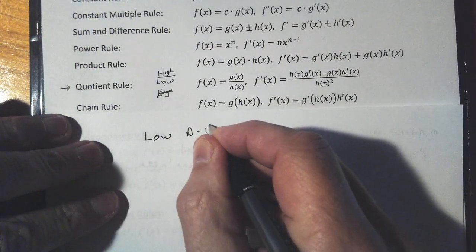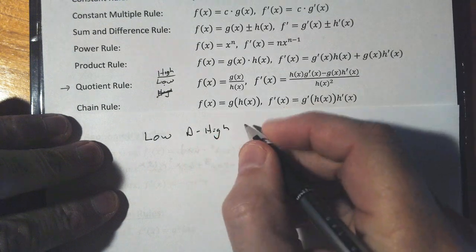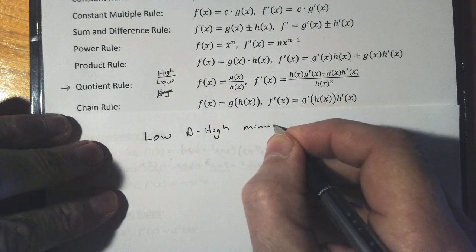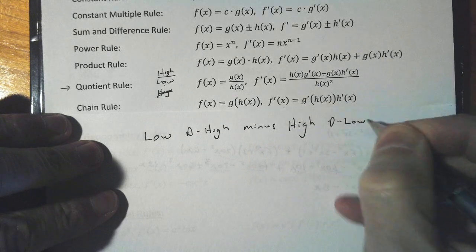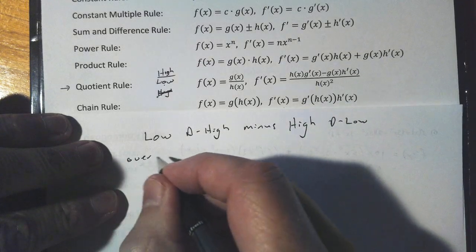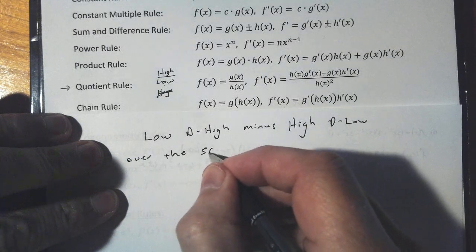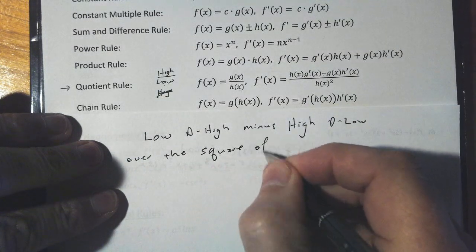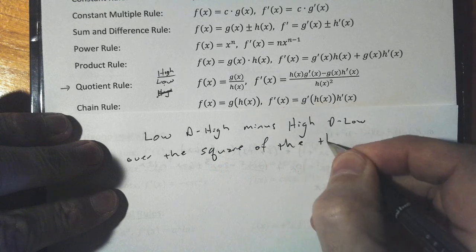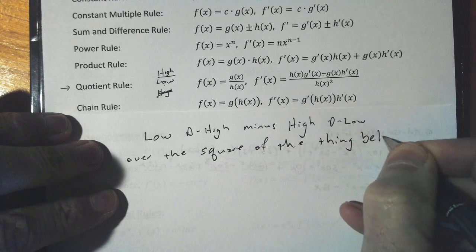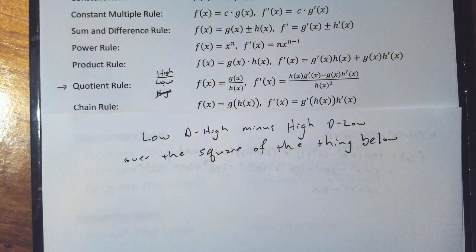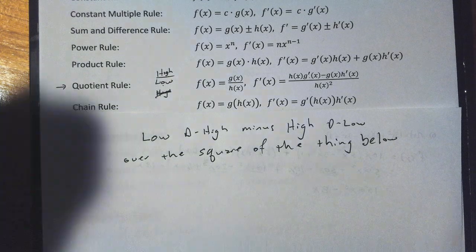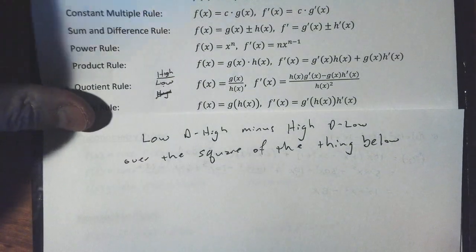Low d high, minus high d low, over the square of the thing below. And as many years as I've been doing this, to this day, I at the very least in my head say that every single time I do quotient rule. So if that doesn't make much sense to you, I think it is about to.